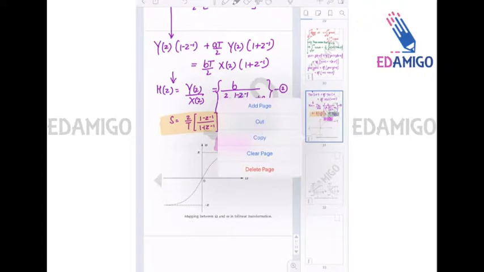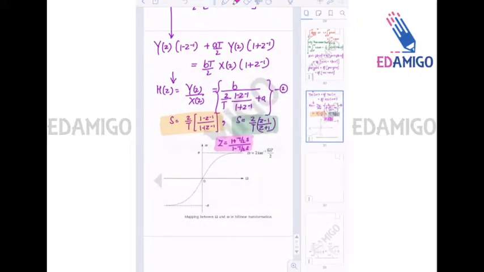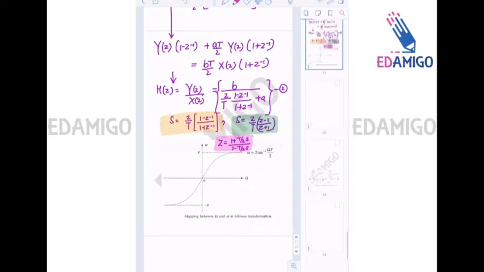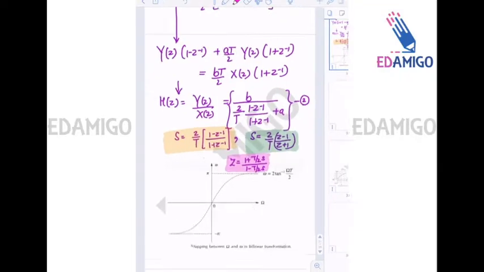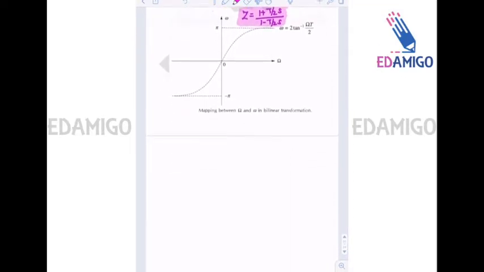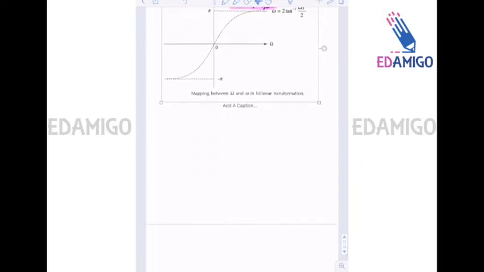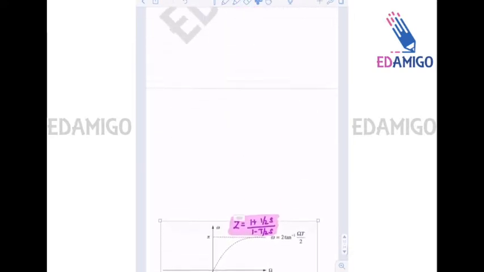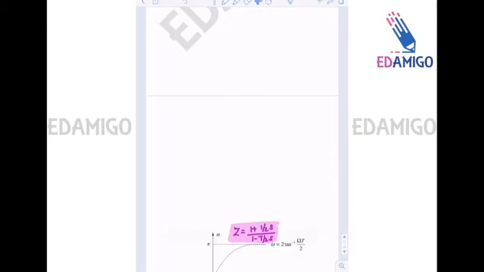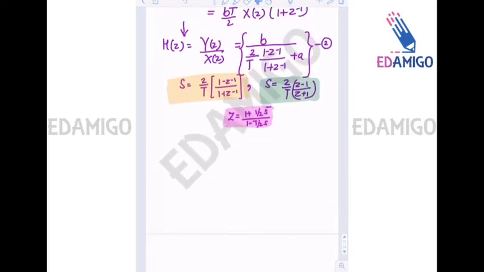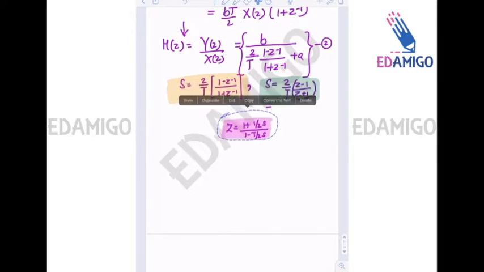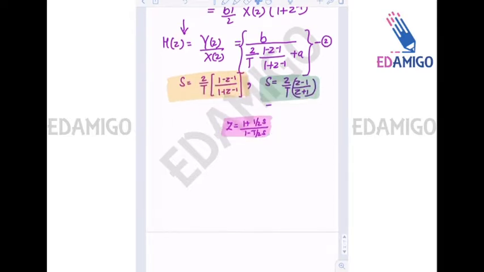Okay, so I have to add a page here. Okay, now so now let's move on. And okay, now this is the relationship between S and Z.